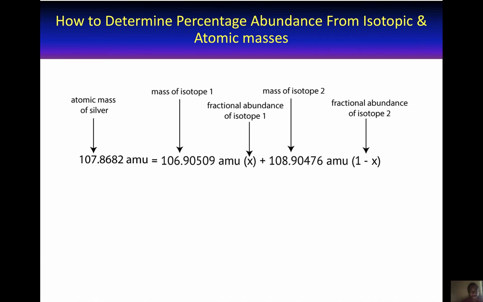Or if you get the percentage abundance of isotope 1, you just subtract it from 100, and then you get the percentage abundance for isotope 2. Okay. So let's proceed to solve this problem.